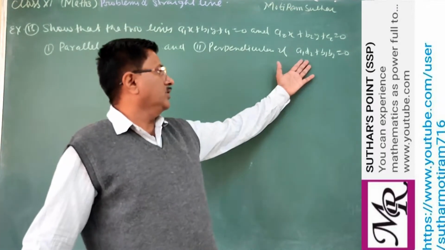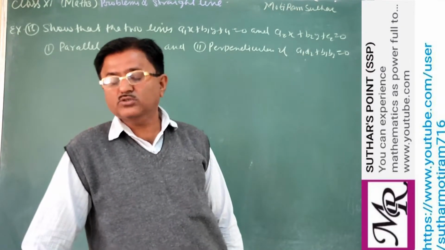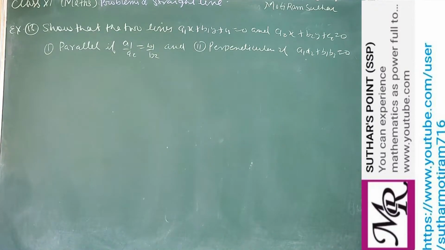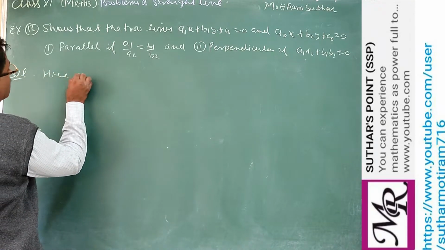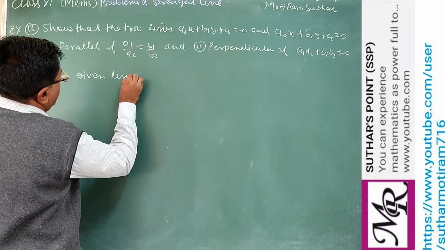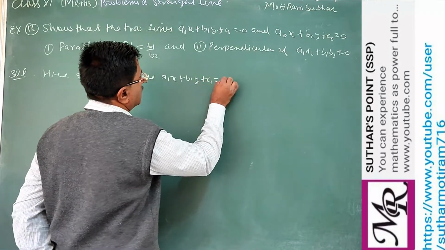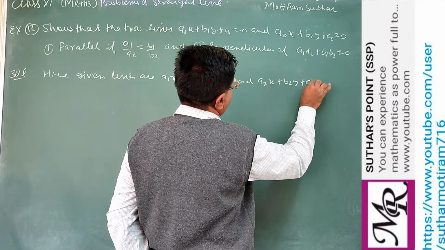You may write it like this also. And the lines are perpendicular if a1a2 + b1b2 = 0. These two conditions are there, so to show this condition, here is the solution. Here the given lines are a1x + b1y + c1 = 0 and a2x + b2y + c2 = 0.